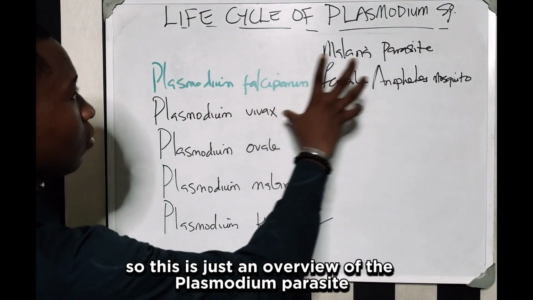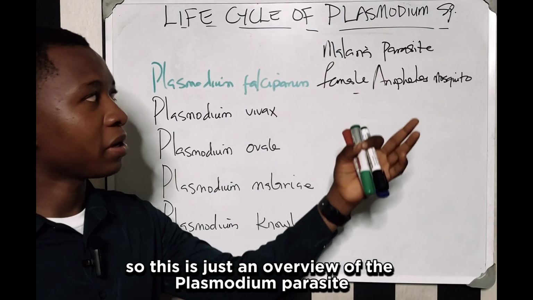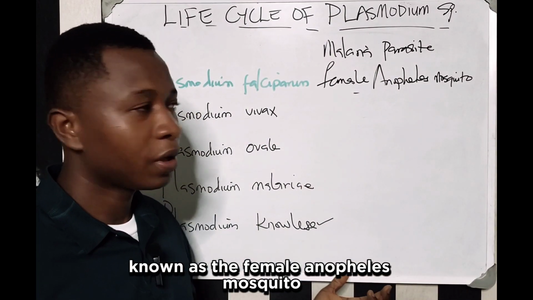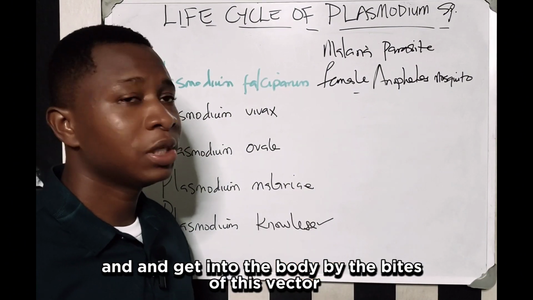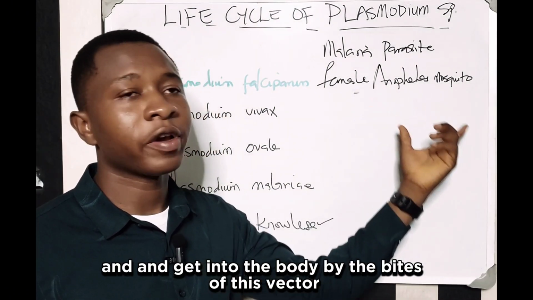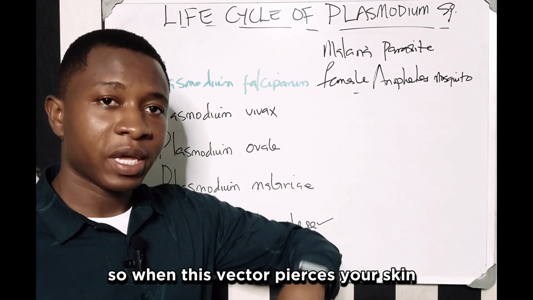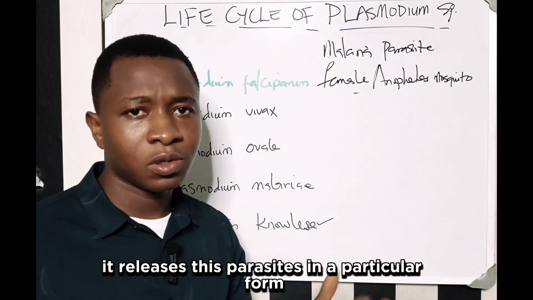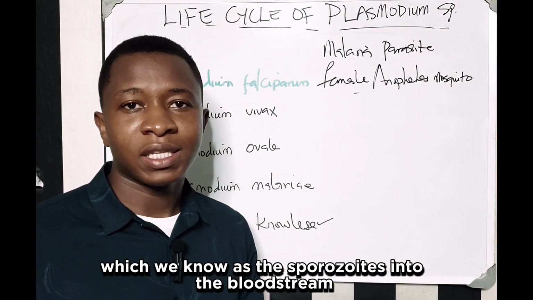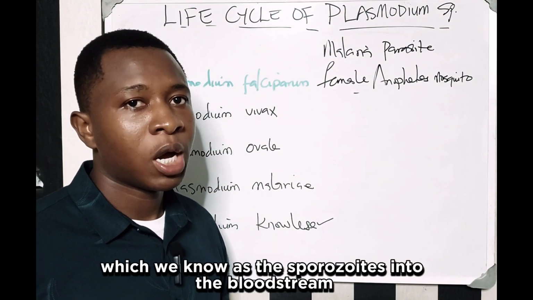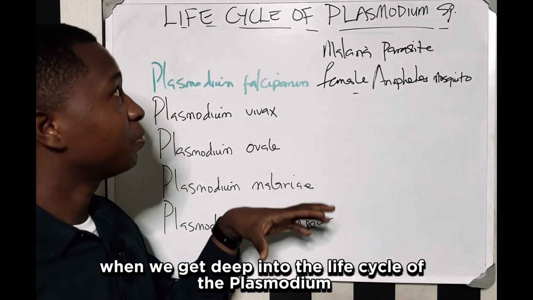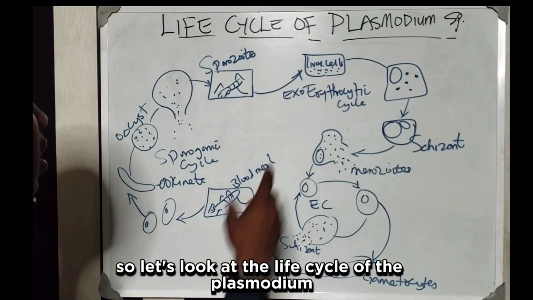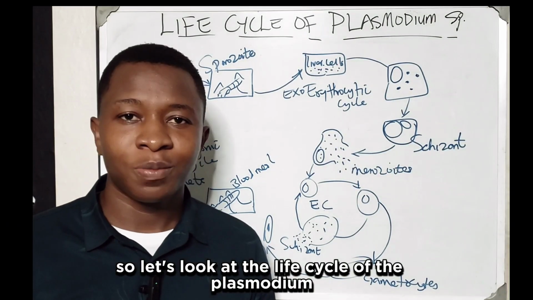So this is just an overview of the Plasmodium parasite. It's transmitted by a vector known as the female Anopheles mosquito, and it gets into the body by the bite of this vector. When this vector pierces your skin and finds a blood vessel, it releases this parasite in a particular form, which we know as the sporozoite, into the bloodstream. We'll talk more about this when we get deep into the life cycle. So let's look at the life cycle of the Plasmodium species.